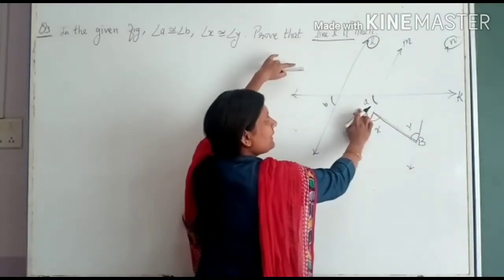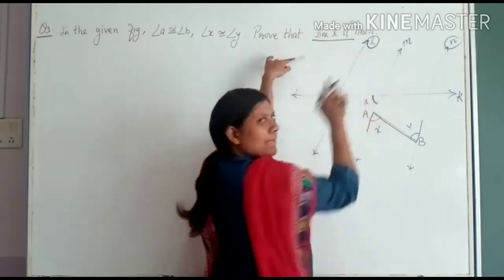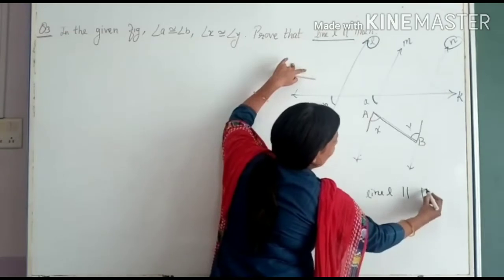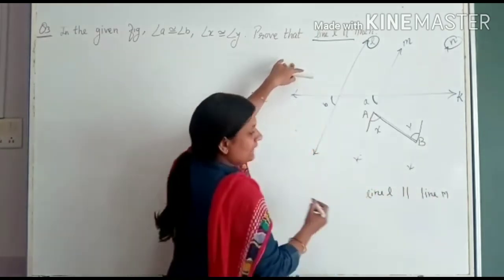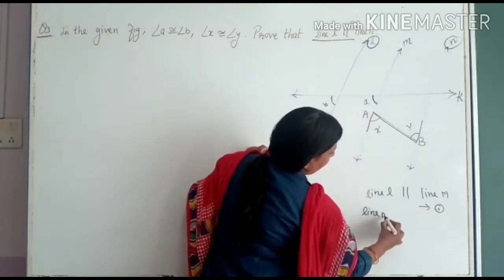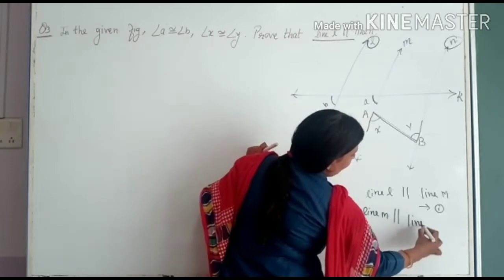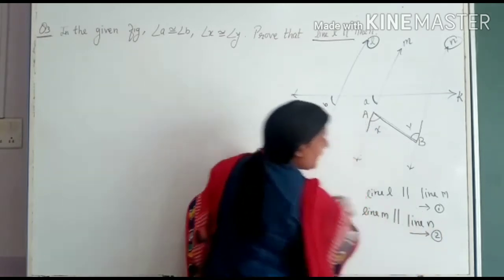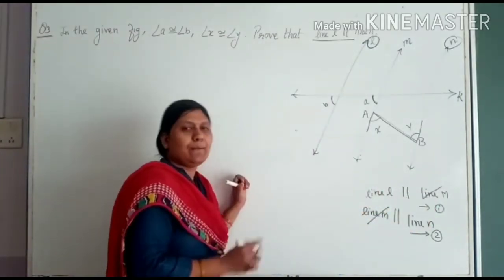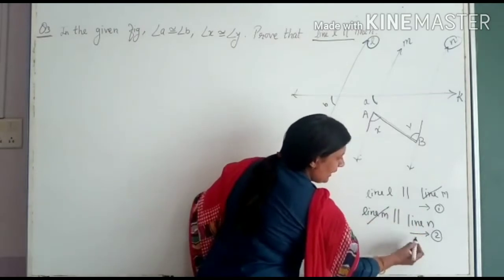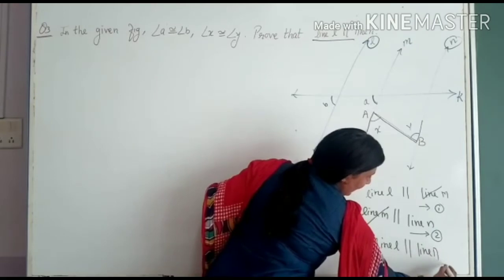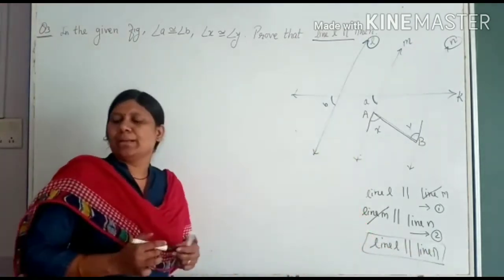By the corresponding angle test, line L and line M become parallel. So what we are getting: line L is parallel to line M, right? And second, line M is parallel to line N. If you observe both these statements, line M and line M eliminate each other, and we get line L is parallel to line N. Now the question and the proof are clear. Now we'll prove it.